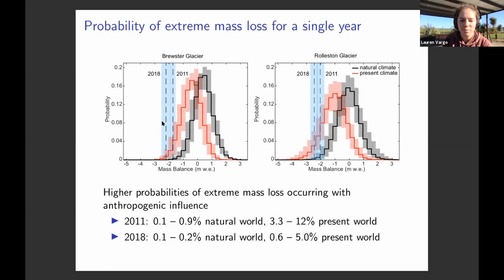measured mass balances. So for both glaciers, and for both years that we look at, we can see that there are higher probabilities of the extreme melt that was measured in 2011 and 2018. That extreme melt has higher probabilities of occurring in the present world with humans compared to the natural world without humans. And so those specific numbers are down here for 2011, for Brewster Glacier and Rolleston Glacier, and 2018.